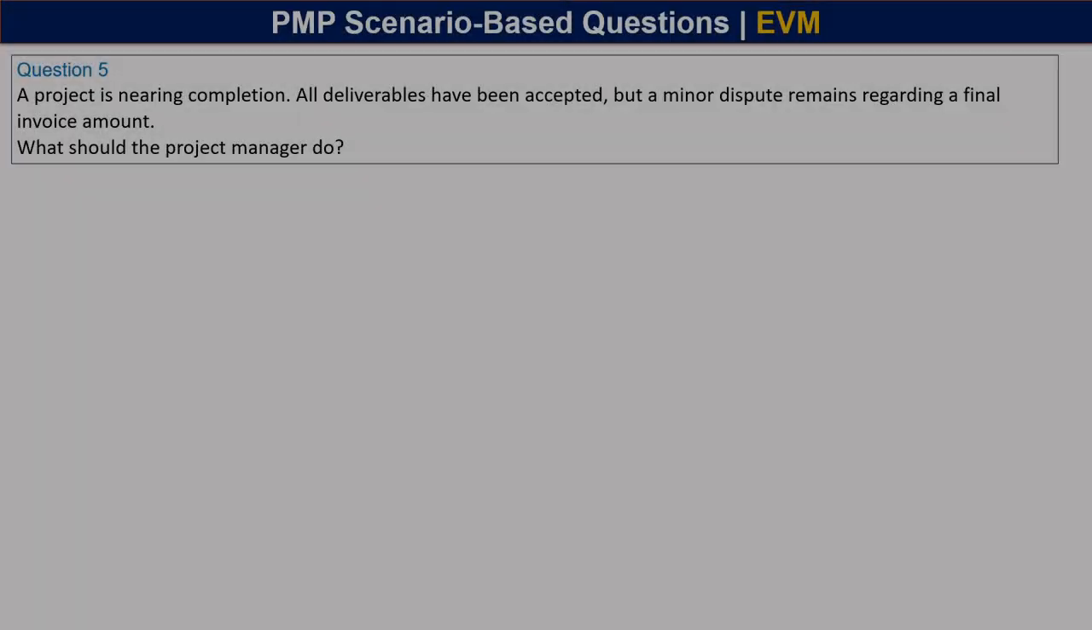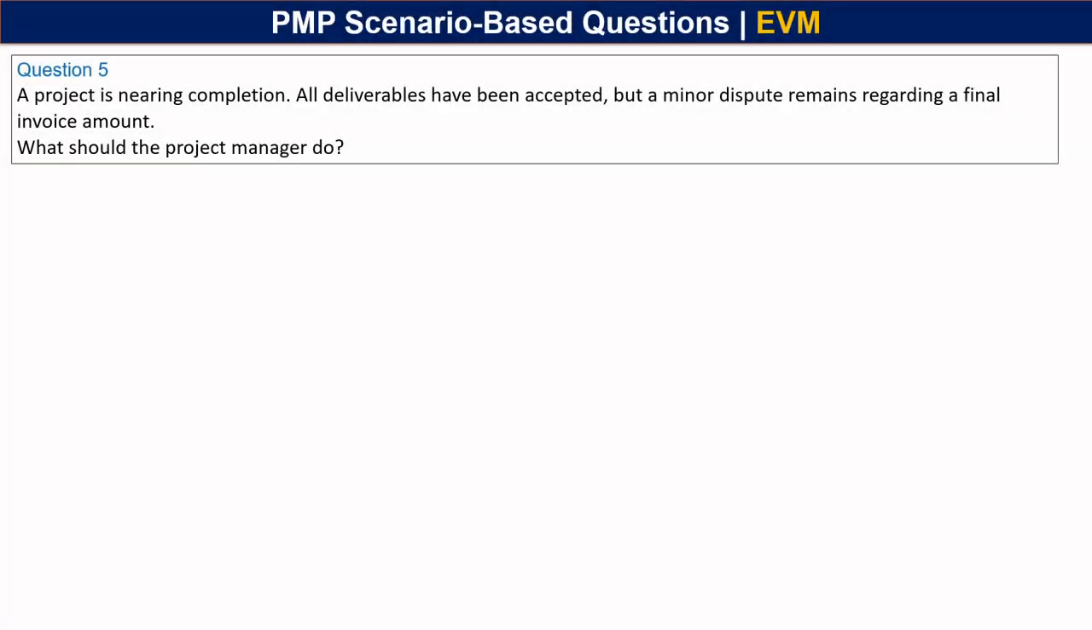Question 5. A project is nearing completion. All deliverables have been accepted, but a minor dispute remains regarding a final invoice amount. What should the project manager do?